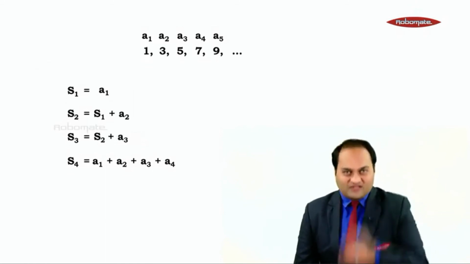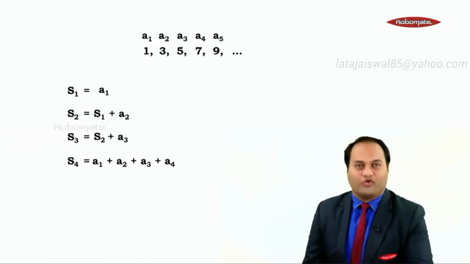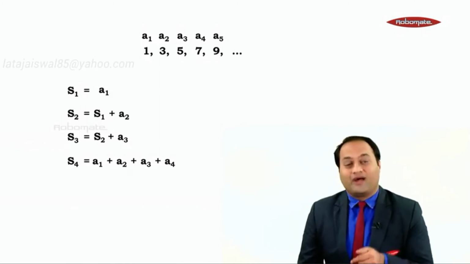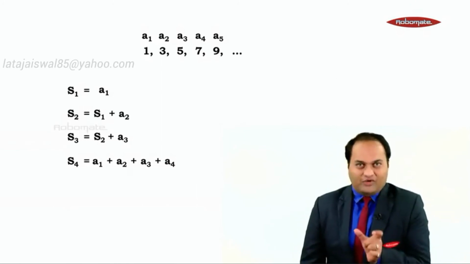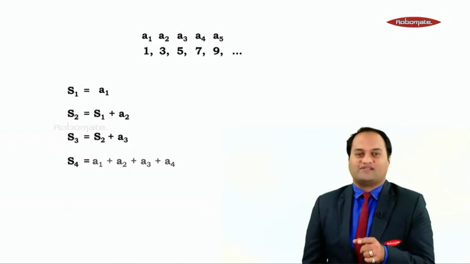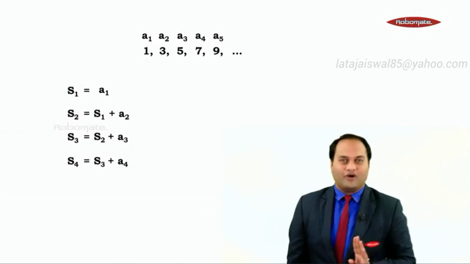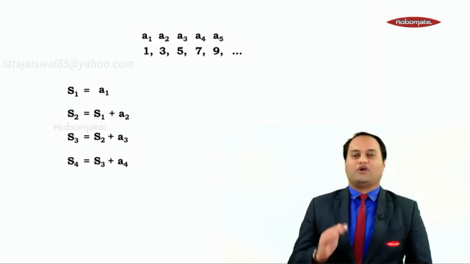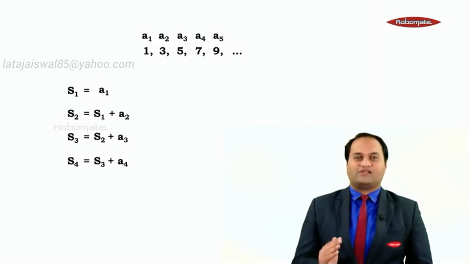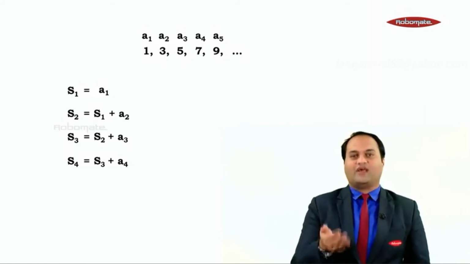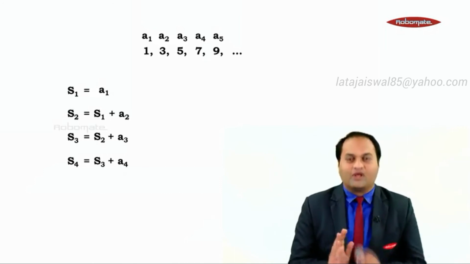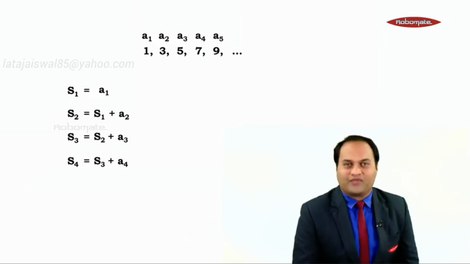S4 is A1 plus A2 plus A3 plus A4. So that A1 plus A2 plus A3 can be replaced by S3. A1 plus A2 plus A3 is S3. So it is S3 plus A4. Is this thing clear so far? So S1 is equal to A1. S2 is equal to S1 plus A2. S3 is equal to S2 plus A3. And S4 is equal to S3 plus A4. Clear so far? Now let's see the relationship.